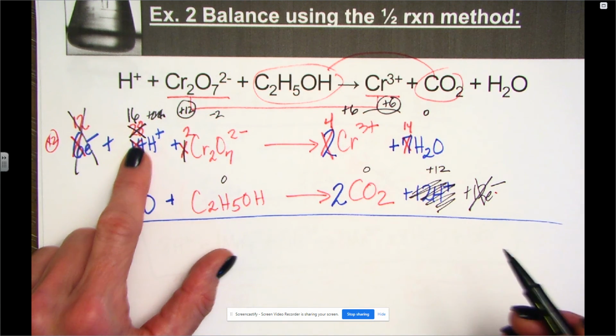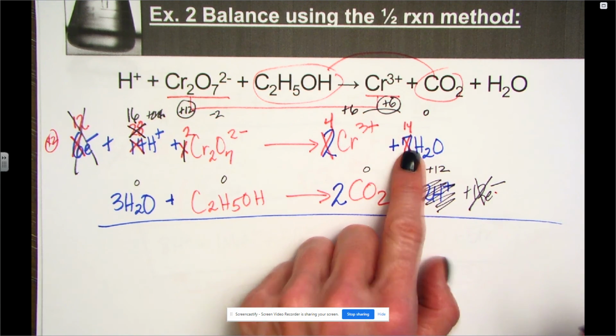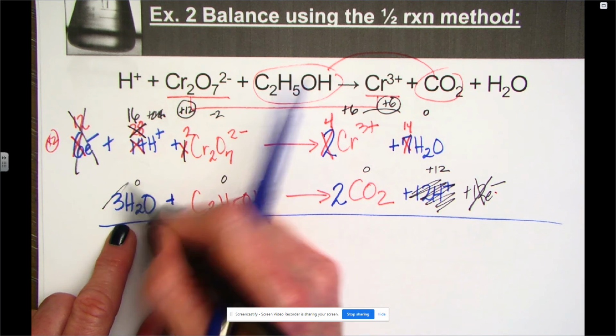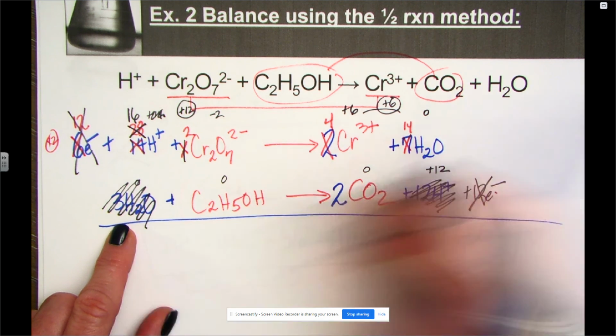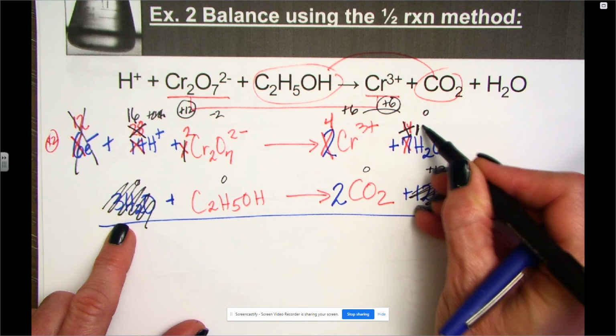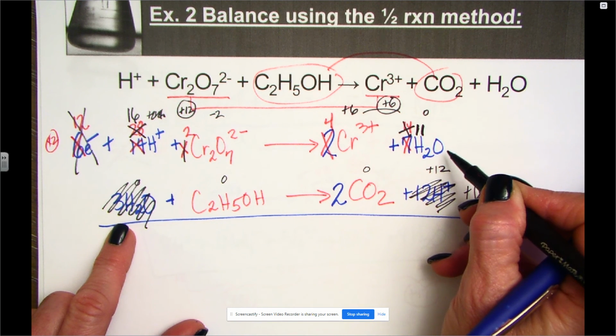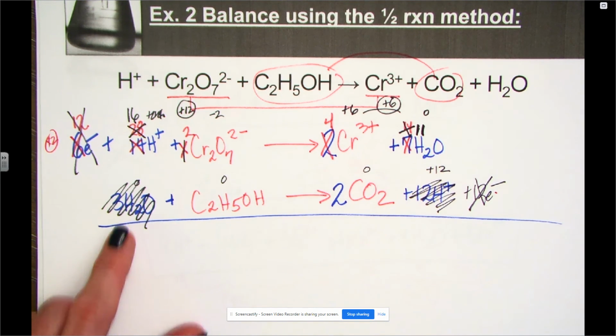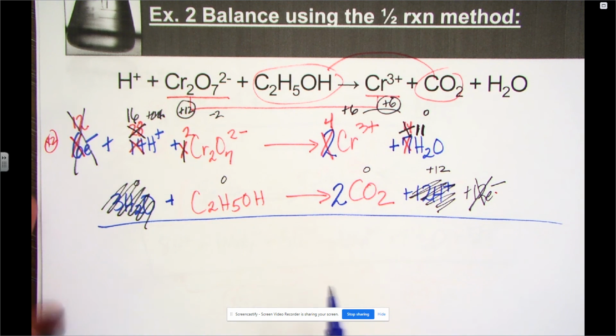Okay? Now, the waters. I have 14 waters here, 3 waters here. So all 3 of these waters are going to cancel, and that's going to leave me with 11 waters on this side. Nothing else cancels, so let's bring down everything that hasn't canceled.